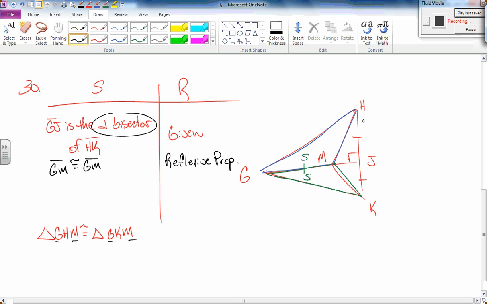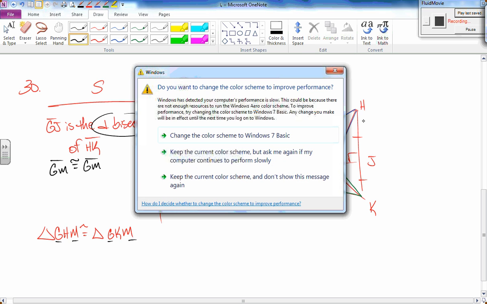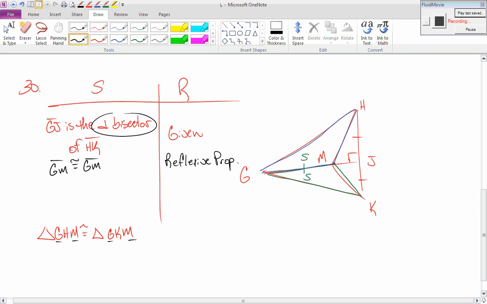Now, the perpendicular bisector theorem says that any point on the perpendicular bisector is equidistant from the endpoints of the segment that is being cut in half. The segment HK is being cut in half. So M, which is on the perpendicular bisector, has to be equidistant to H as it is to K.